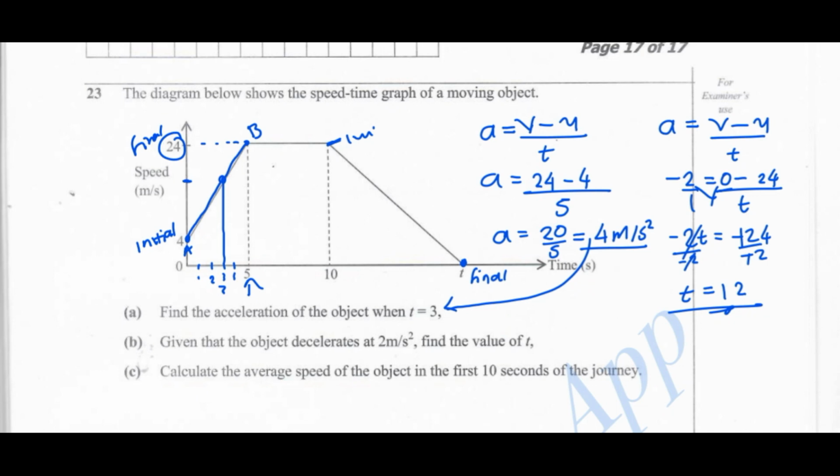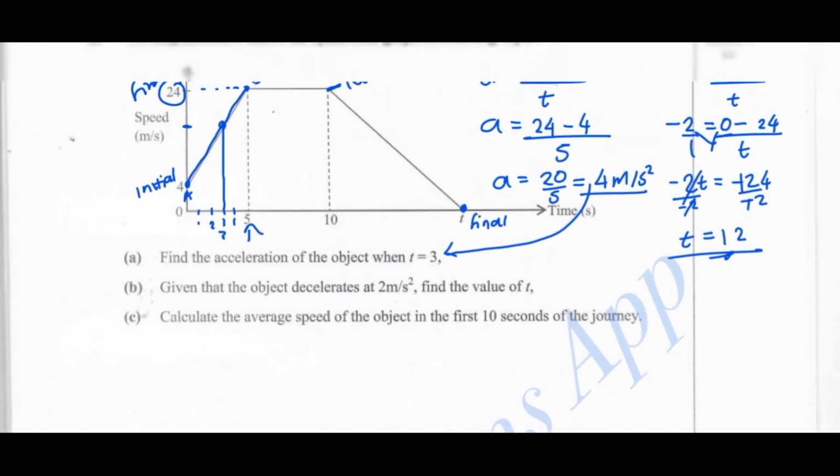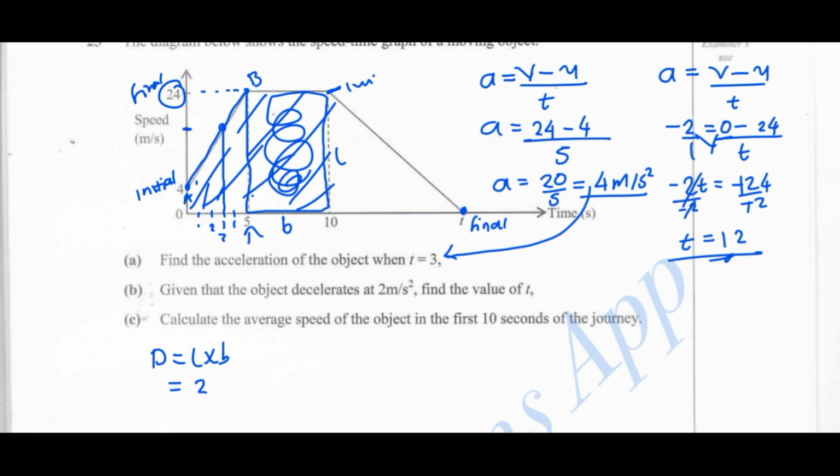Calculate the average speed of the object in the first 10 seconds. So to find the average speed, you need to find the time taken in that region. So what is the distance in this? Here we'll first find the distance for this shape here. This is a rectangle, so distance is equal to L times b. What's our L? L is 24 times b is 5. From here up to here is 5. So times 5.